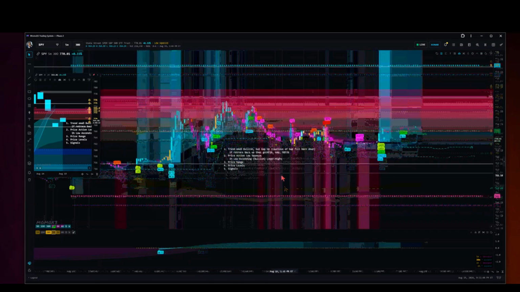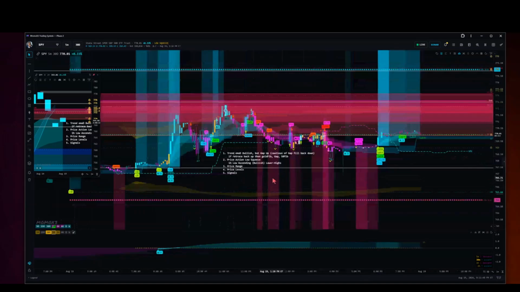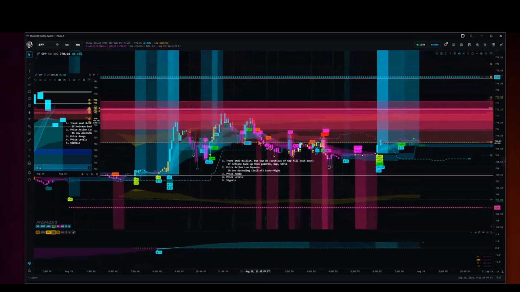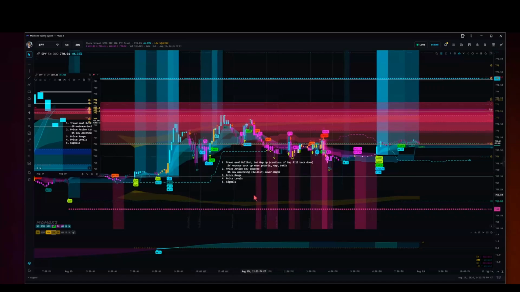You have your range. I shared it with you. You have your levels, okay? And again, the levels are all the dashed lines, so you'll see it, okay? So you want to make sure you understand where you're going.